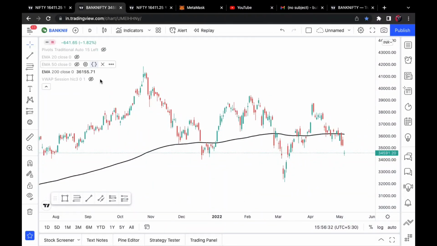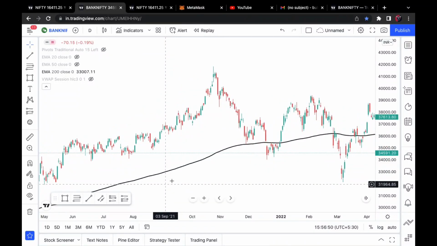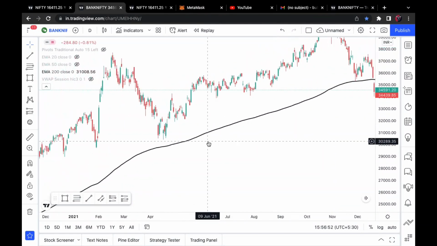But in the daily time frame, whether you are using Nifty 50, Bank Nifty or any other stock, if the stock is below the 200 EMA, it will not sustain more than 1 or 2 months. I have made a detailed video on the 200 EMA. You can check it out. The link is in the description.